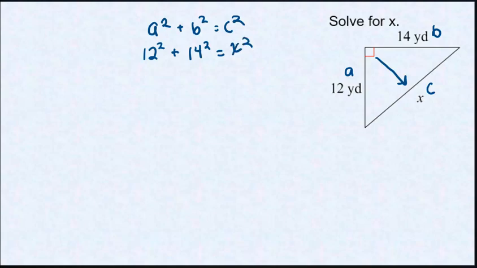The square root of 12 squared is 144. 14 squared is 196. And I'm maintaining equality, keeping that x squared. Now I'm going to add 144 and 196 and get 340.